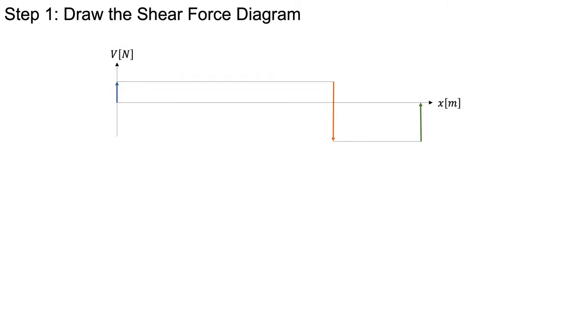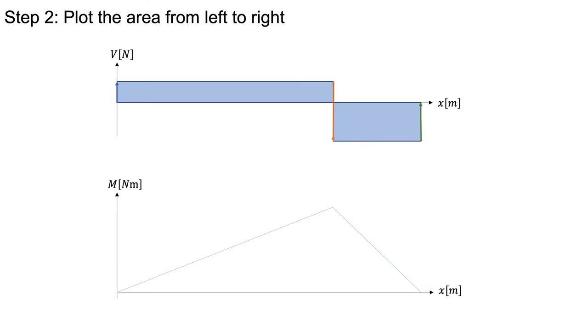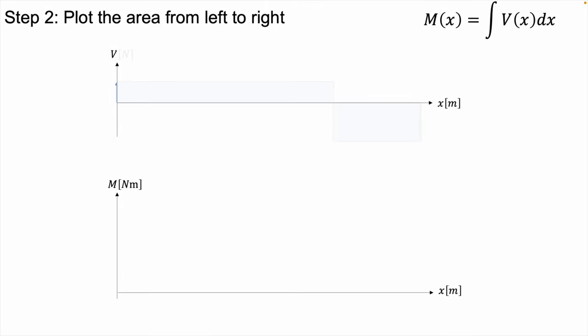Once we have the shear force diagram, we can start the bending moment diagram by plotting the area under the shear force diagram from left to right. This is the same thing as integrating the shear force along the x-axis. So we start on the left, and whenever we have a positive area, we plot it upwards. So in this case, my area is increasing, so I keep going up. And if we have an area that's below the x-axis, we go downwards.